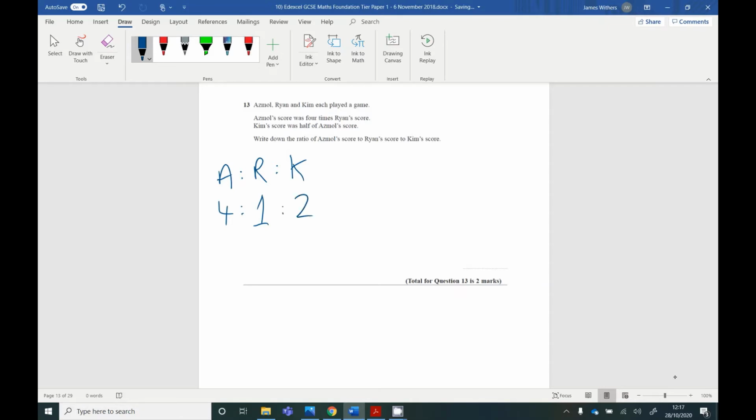So write down the ratio of Amzol's score to Ryan's score to Kim's score. We're going to have 4 to 1 to 2.